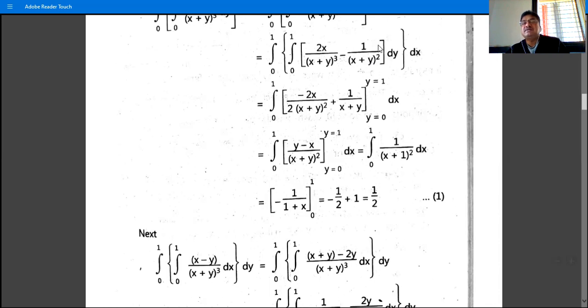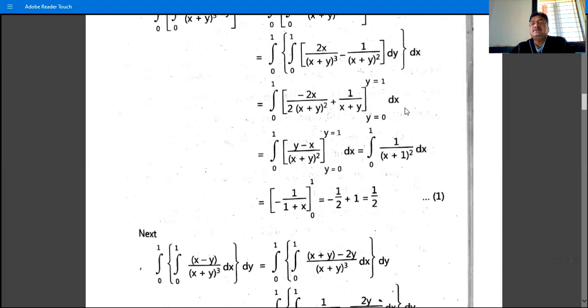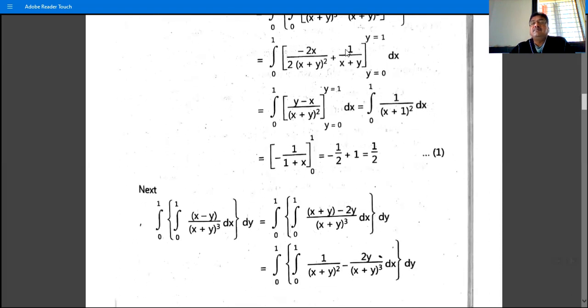That is (x+y) raised to minus 1 divided by minus 1; minus 1 becomes plus 1, and (x+y) raised to minus 1 means 1 by (x+y), just as the derivative of 1 by x is minus 1 by x square. So y runs from 0 to 1, dx, and then we take the value at the upper limit, substituting y as 1.